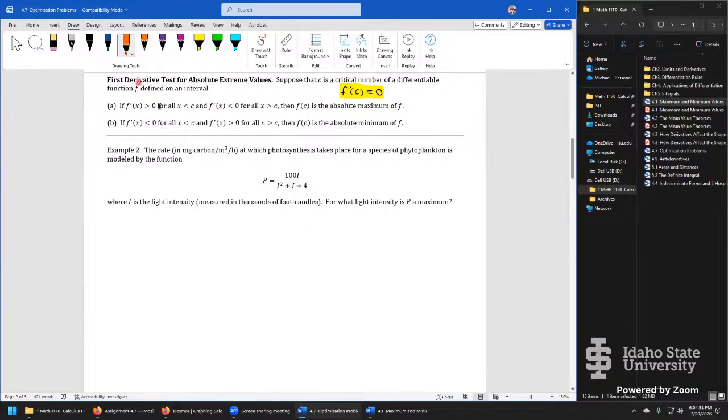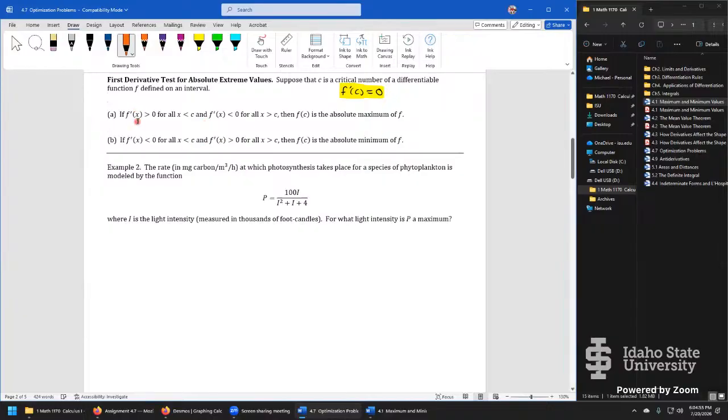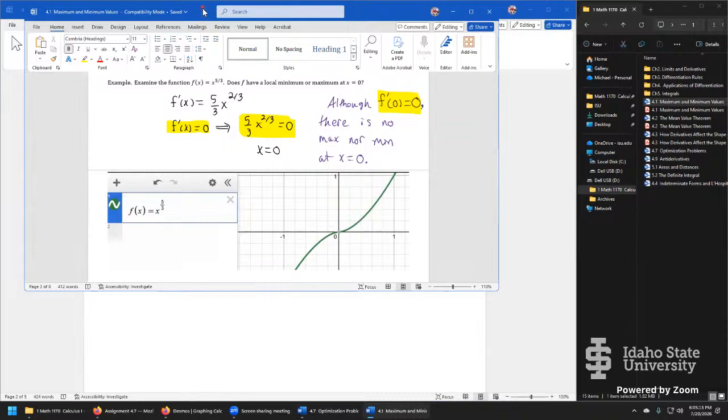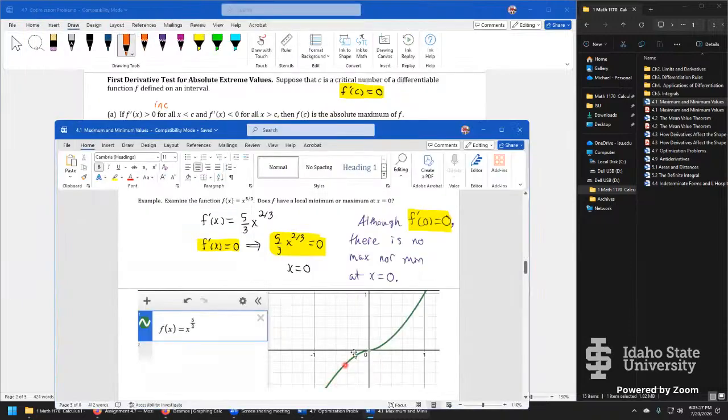Taking another look at that, let me space this out just a bit. If you insist that the derivative is positive for all x smaller than the critical number, it just means it's increasing up to the critical number. The derivative is 0 at the critical number, so it's neither increasing nor decreasing there. But we have to watch out for these functions. Sometimes functions are increasing, they hit a critical number where the derivative is 0, and then they continue to increase again.